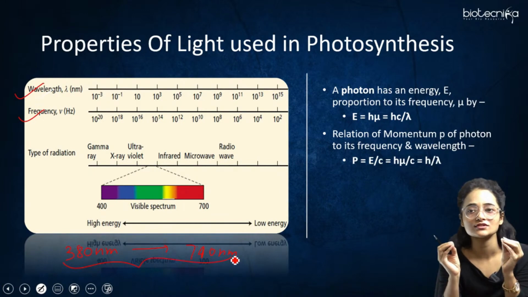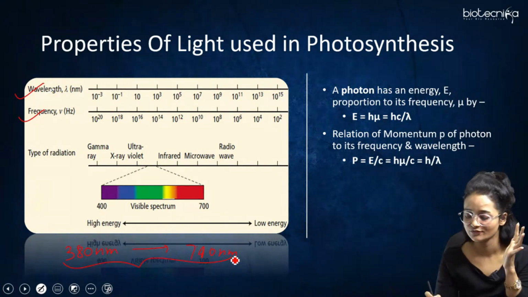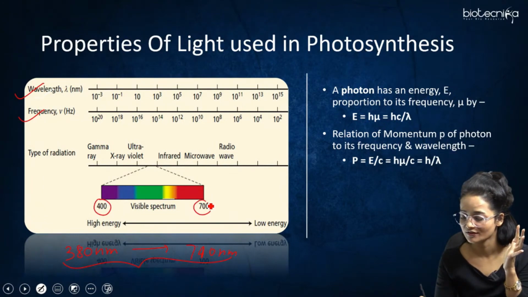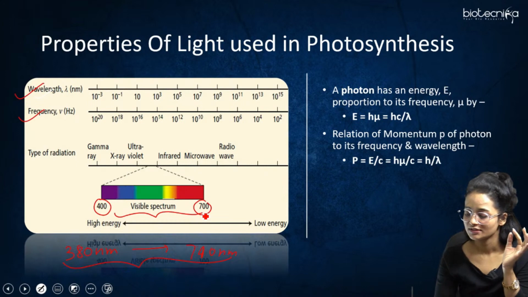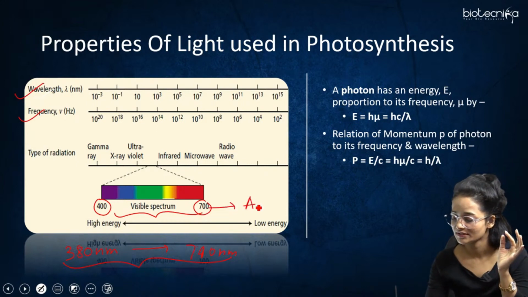Now, the active photosynthesis spectrum, the spectrum at which photosynthesis actually takes place, lies from 400 to 700 nanometers of the visible spectrum. This is known as the active photosynthetic range.